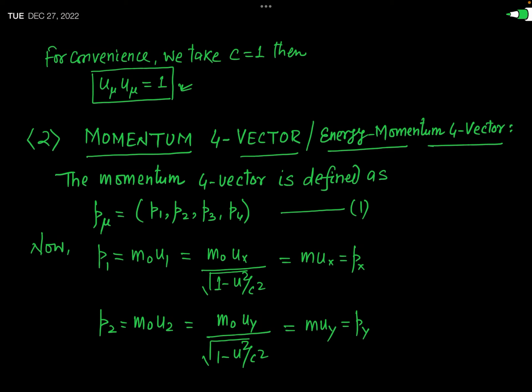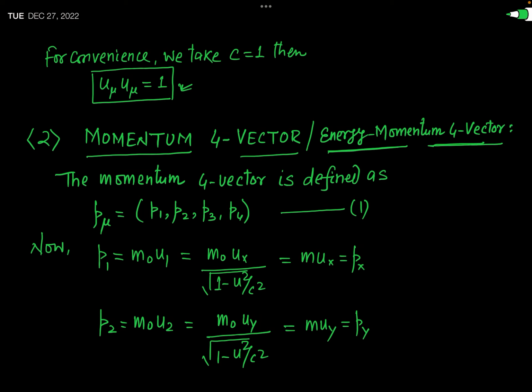Now we will see another very important example of the four vector, which is called the momentum four vector. This momentum four vector is also known as the energy momentum four vector. Now we will define again the four components of this momentum four vector or energy momentum four vector.